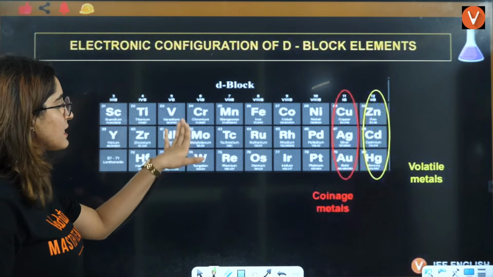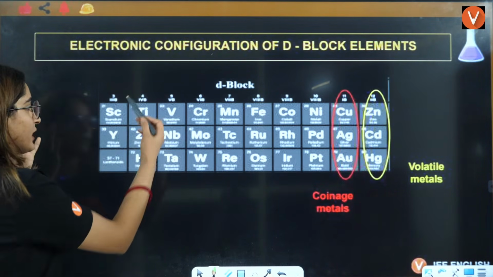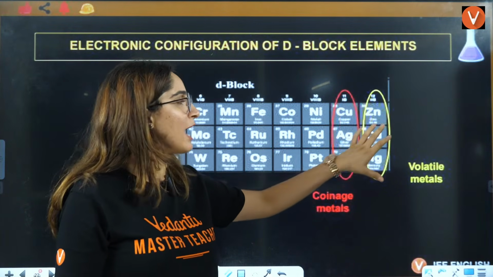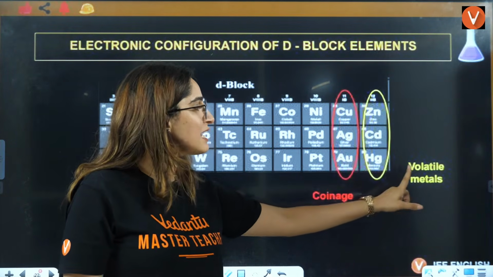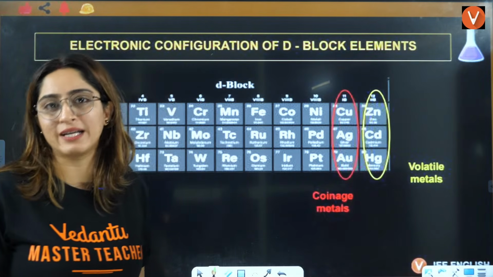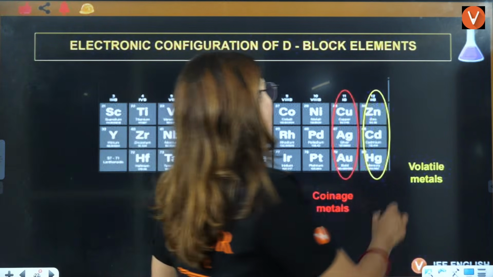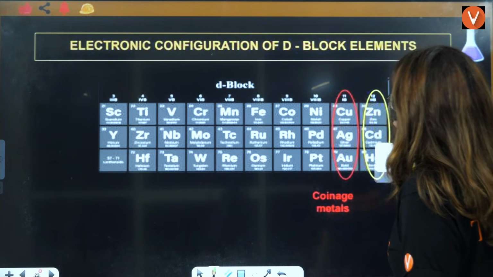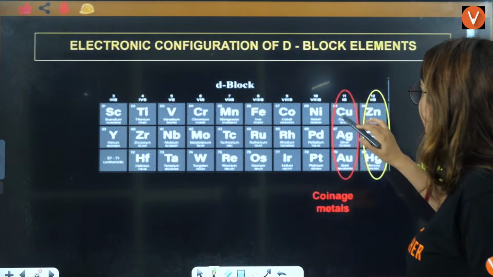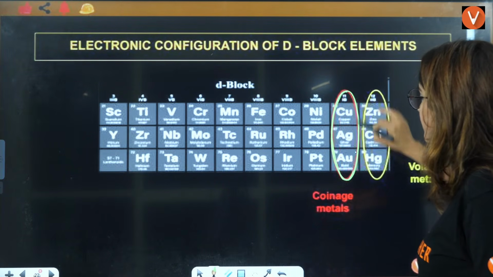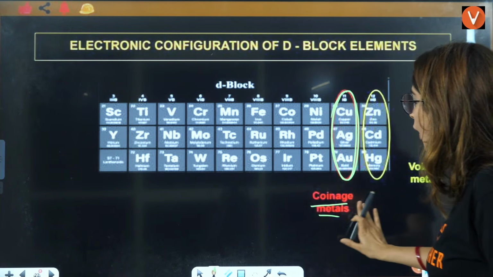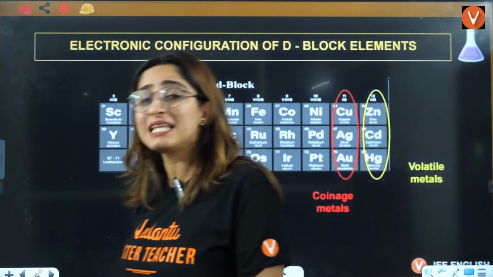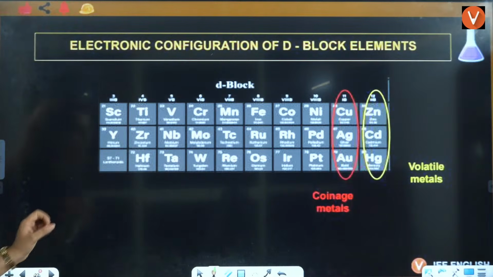Now, guys, let's see these two things. These are our 3D, 4D, 5D series. Now, let's talk about zinc, cadmium, mercury. These three are called volatile metals. They are called non-transition elements as well. And copper, silver, and gold are called coinage metals because we form coins from them. So, these are the names of these sets of metals.